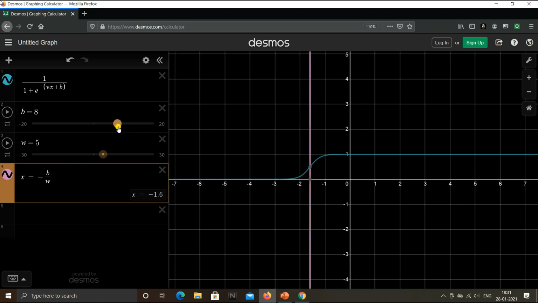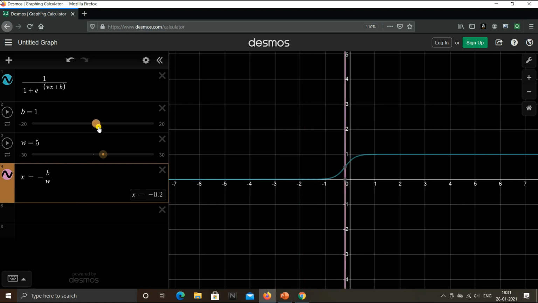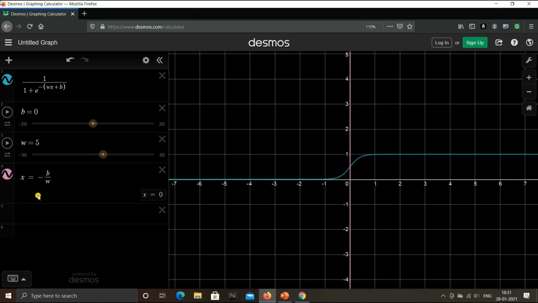Now let's see what will happen if we set the value of b in the negative direction. If the value of b is negative, this negative and negative will become positive, and if the magnitude of b increases, the threshold point will move towards the right side. Let's see this visually. I'm decreasing the value of b, and as you can see, the threshold point is moving towards the right side. So this is how you can play with different values of w and b.